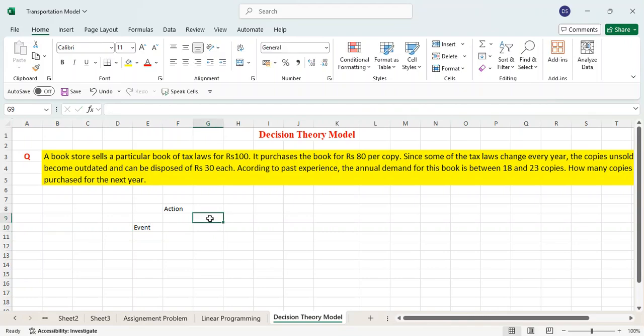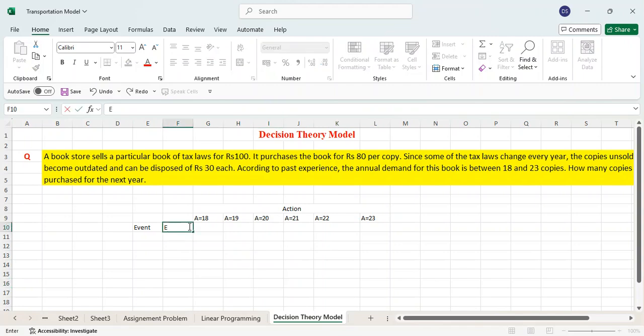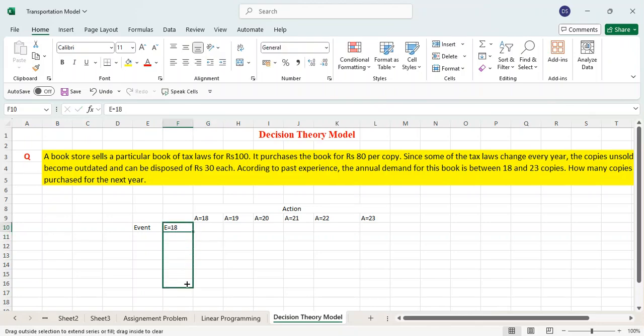So here, the action is that the retailer can keep 18 books on the shelf or go ahead and keep 23 books on it, and through this process he incurs some profit or loss. Similarly, the market demand in a particular year may be 18, or the market demand in a particular year may go to 23.